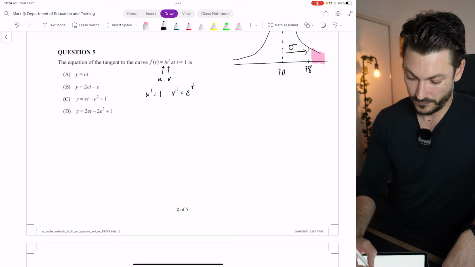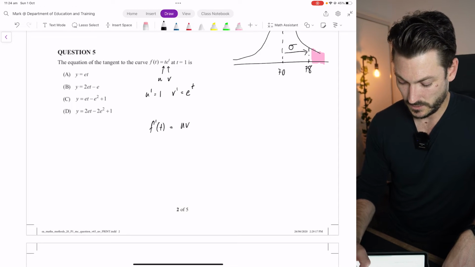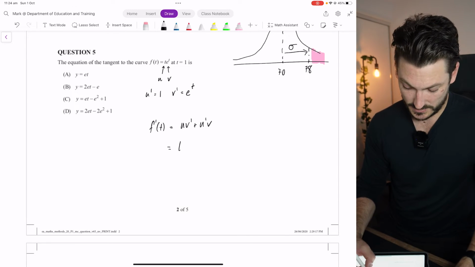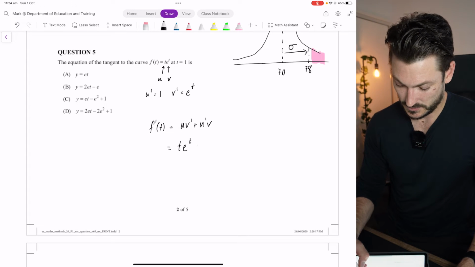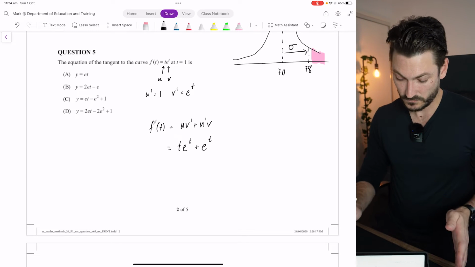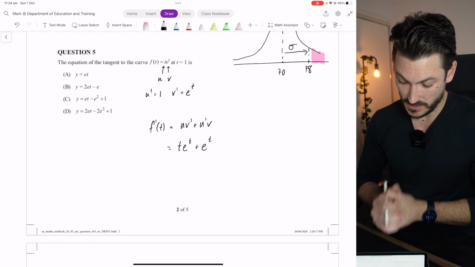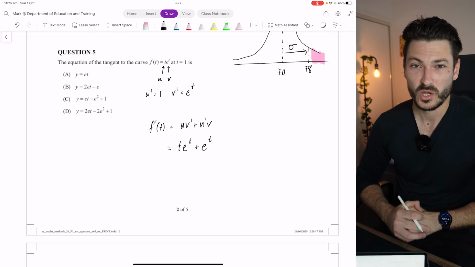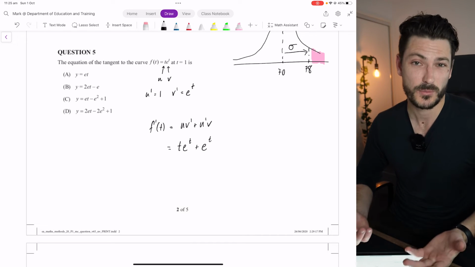So if I'm finding the derivative, or f dash of t, it's going to be u v dash plus u dash v, which is going to be u is t, v dash is e to the t, so that stays the same. And then u dash is 1, v is e to the t, so it's just plus another e to the t. It wants the equation of the tangent to the curve at t equals 1. So if we substitute t equals 1 into this equation, we get ourselves the gradient at that point, which is going to be part of the tangent.